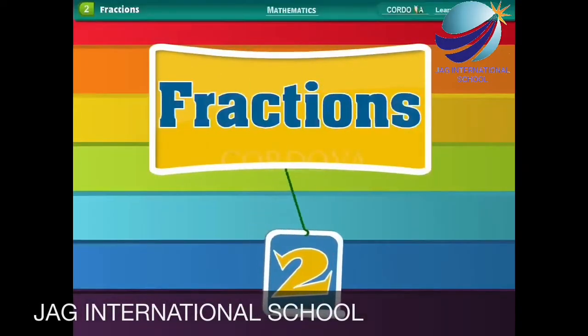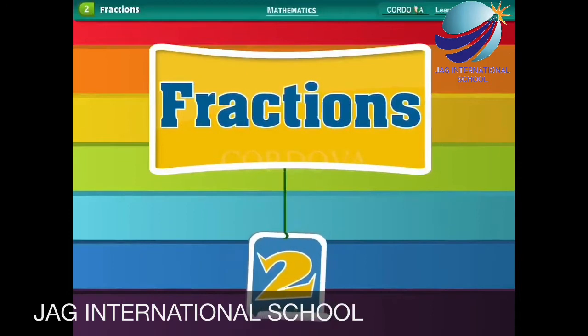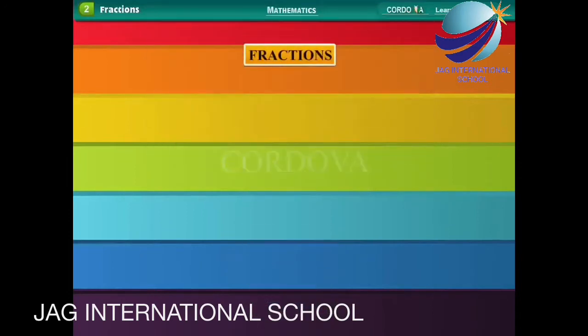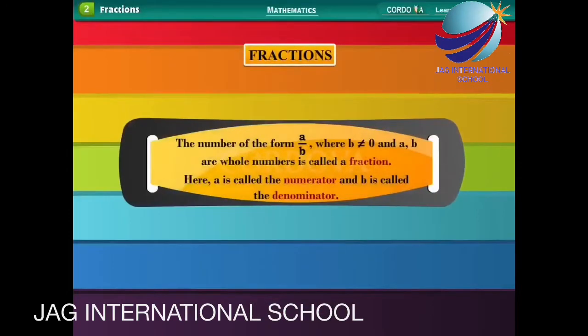Chapter 2: Fractions. A number of the form a upon b, where b is not equal to 0 and a and b are whole numbers, is called a fraction. Here, a is called the numerator and b is called the denominator.